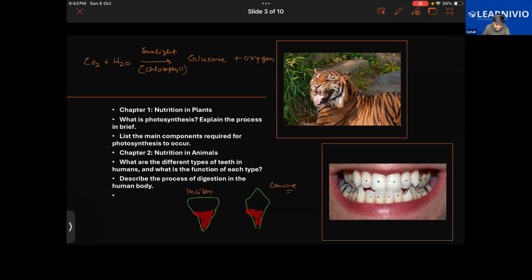So what is the function? You have mentioned the functions also. And we get to see that in some animals, canines are usually very long, particularly in carnivorous animals.